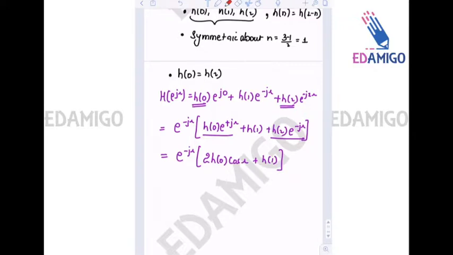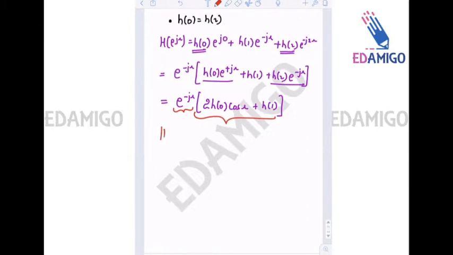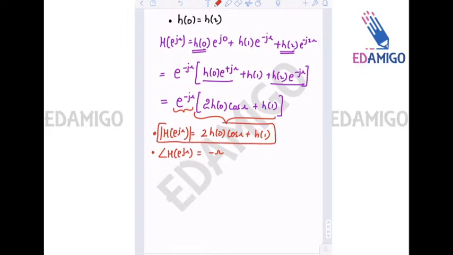Now we can easily say that this is the magnitude part of the H(e^jω), and this is the phase part of the H(e^jω). So I can say that magnitude of H(e^jω) is equal to 2h0 cos ω plus h1, and phase is equal to minus ω. So this we can see clearly. Now this is the magnitude, and we can see that it is a linear phase.